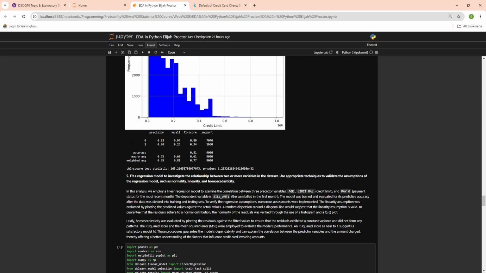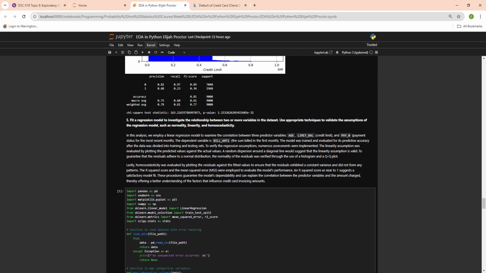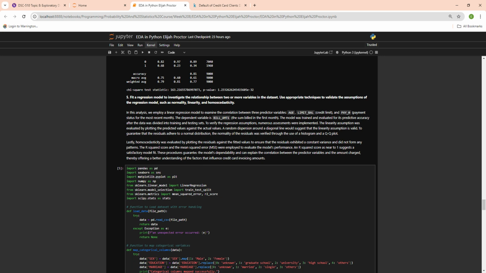Our chi-square test results, with the statistic of 163.21 and a very low p-value, suggest a significant relationship between education level and default behavior. Now for our final task, our fifth task, here we're going to fit a regression model to investigate the relationship between two or more variables in the data set.